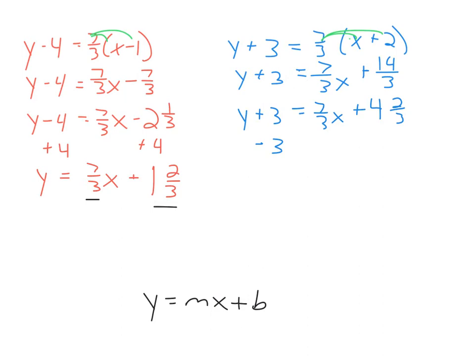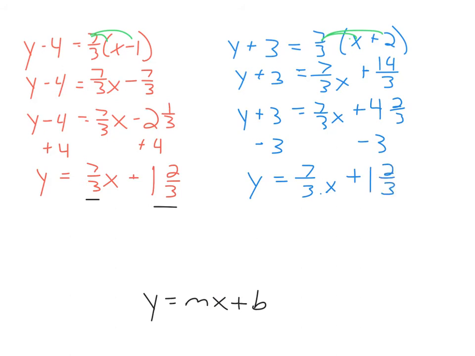We have to subtract 3 from both sides. And what do we have then? We have y equals 7/3 x. And here, if we've already got 4 and 2/3 and we're only taking away 3, we're not going into the negatives. We now just have 3 less than we had before, or 1 and 2/3.